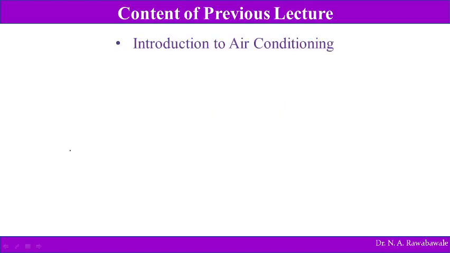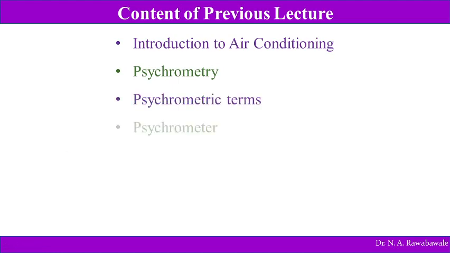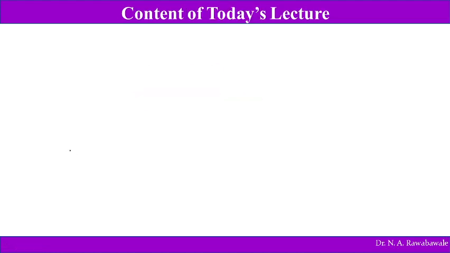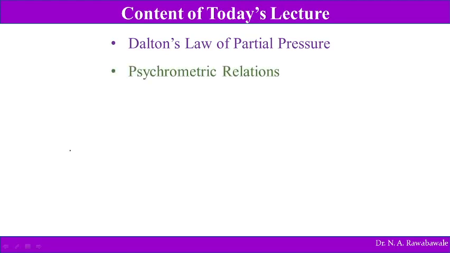In the previous lecture, we discussed the introduction to air conditioning, psychrometry, psychrometric terms and the psychrometer. Today we are going to discuss Dalton's law of partial pressure and how it is applicable to moisture. Second is psychrometric relations. We have seen the definitions of psychrometric terms. Now how these psychrometric relations are correlated with each other, that we are going to study in today's lecture.